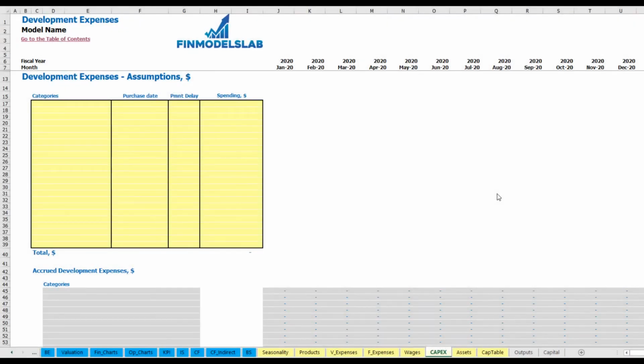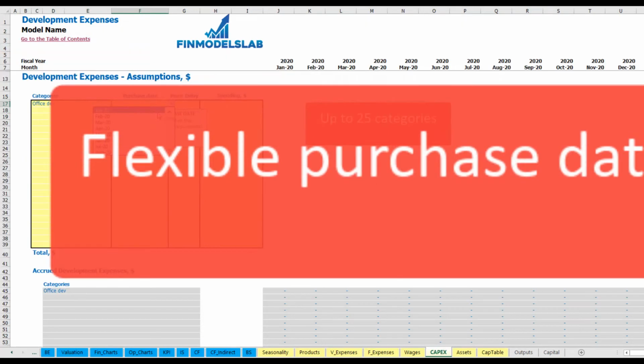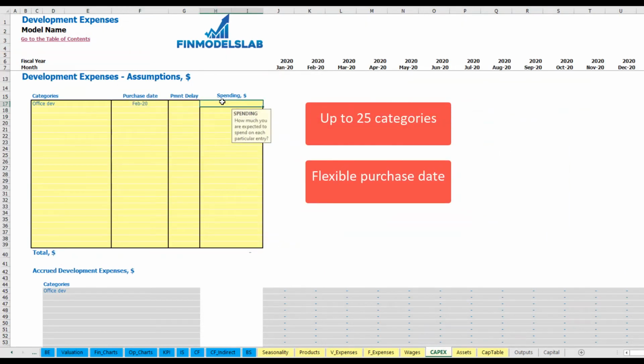On the CAPEX tab, you may input up to 20 development expenses categories. Let me give you a couple of examples. For example, office development with a purchase date of February 20 with spending of $10,000.